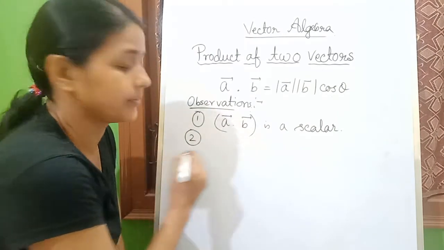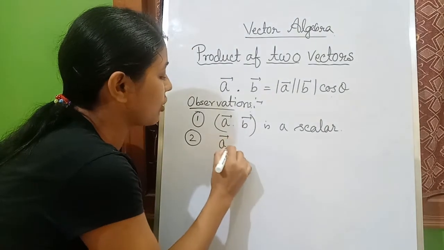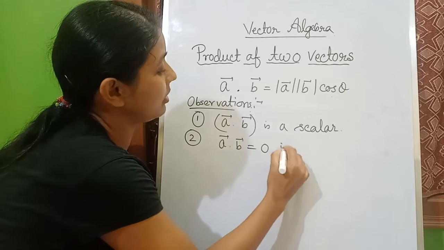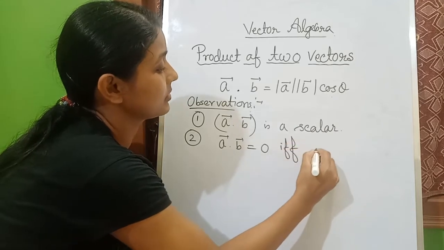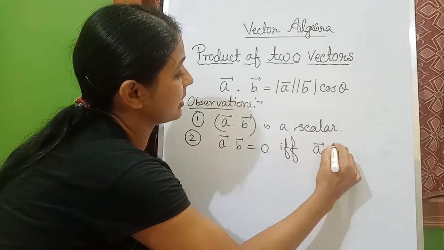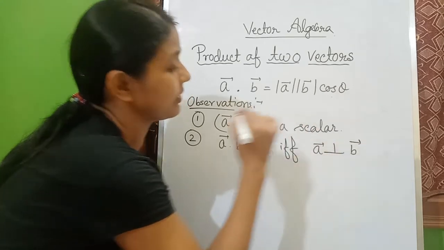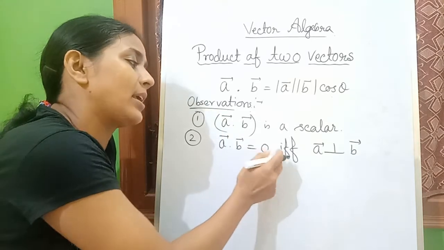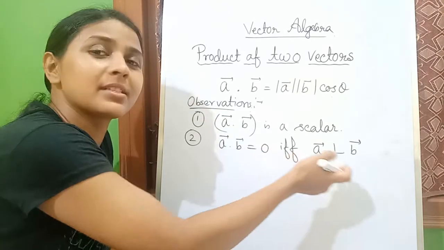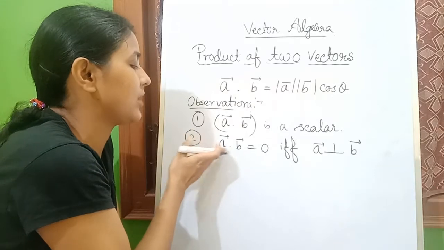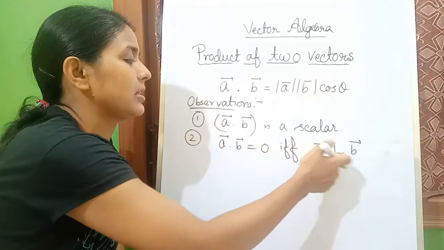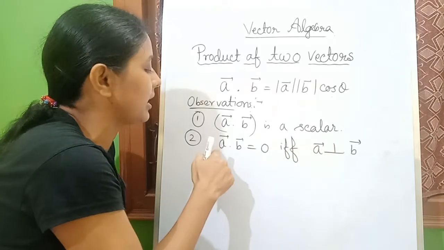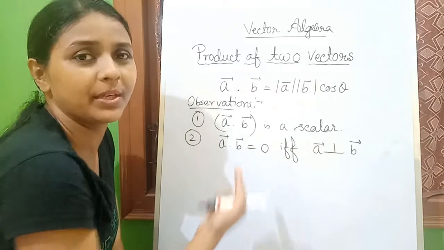Number 2, a dot b will be 0 if and only if a vector is perpendicular to b vector. Why if and only if? Because vice versa is also correct. It means a dot b equals 0 if these two are perpendicular, and if these two are perpendicular, then also a dot b will be 0.